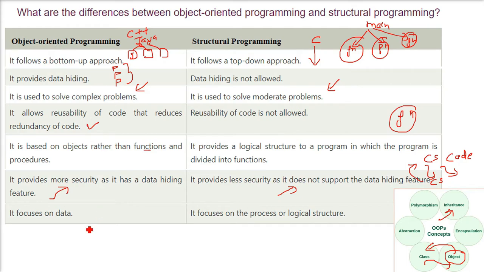So object-oriented programming is data-oriented, structural programming is function-oriented. First we write the data, then we write the functions that are going to implement or interact with this data. In structural, it is on the functions. Data has no concern. Function is the basis.